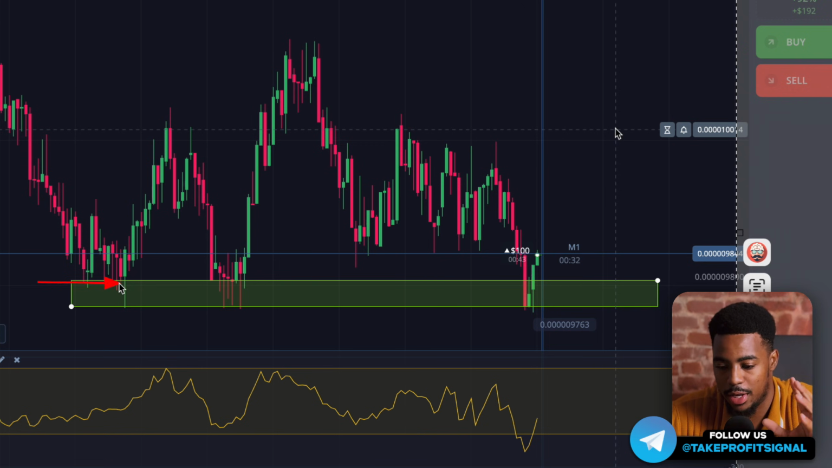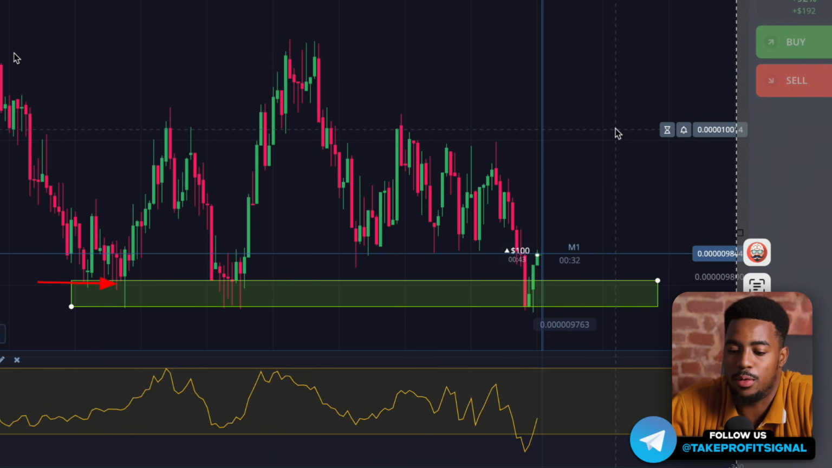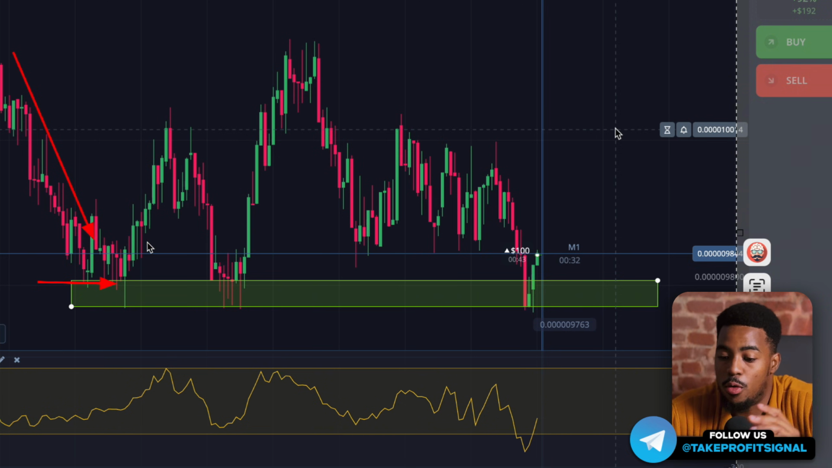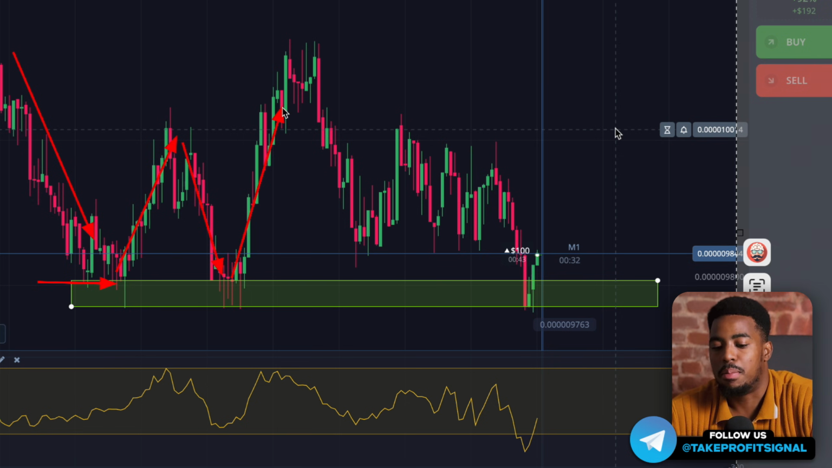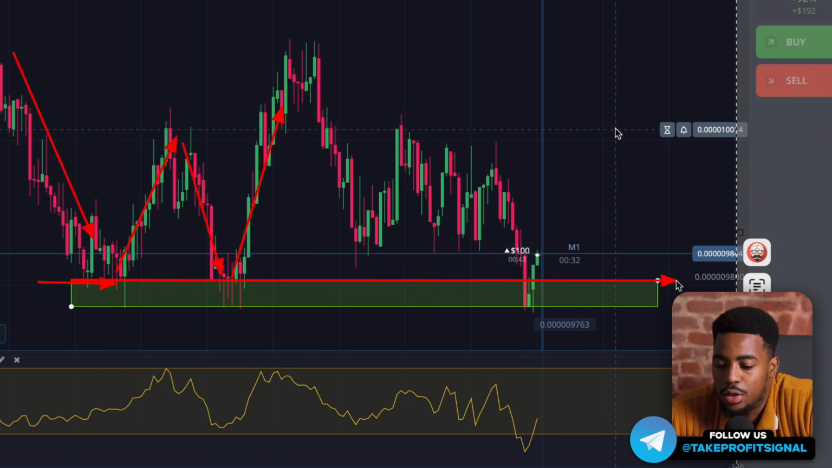You are looking for a place where the chart has already reversed, meaning it was moving downward here and then bounced back at this point, then moved downward again and bounced back again. So here we have a support zone from which we get a reaction. Next, we look at the CCI indicator that we just added.